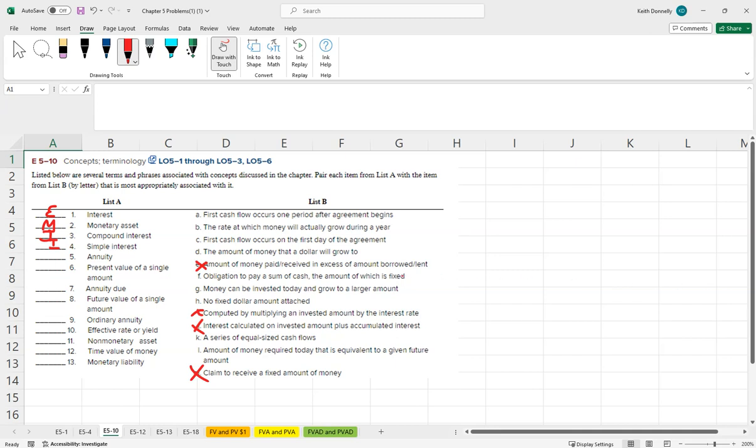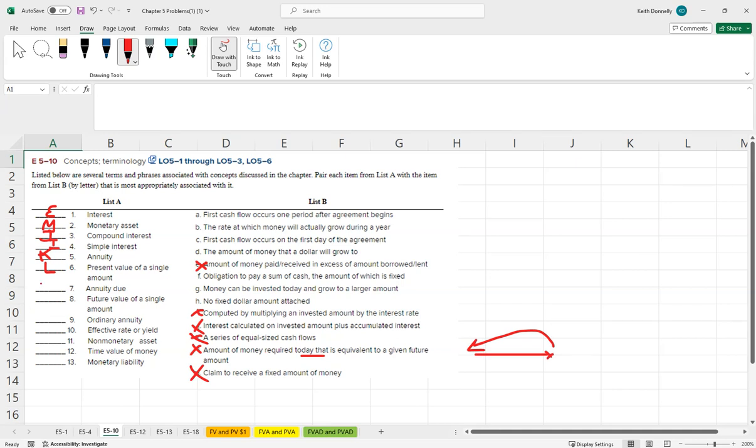We have here annuity. That's going to be K: a series of equal size cash flows. Each one's the same amount. We have present value of a single amount. That'll be L. HIJKL, amount of money required today that's equivalent to a given amount in the future. So we have an amount in the future that we're trying to shrink down to today.